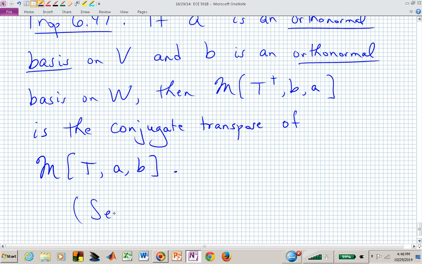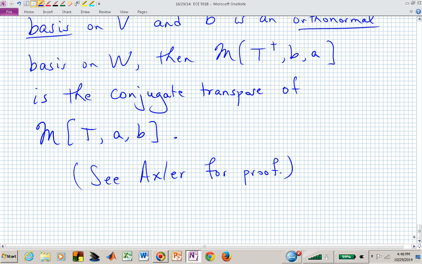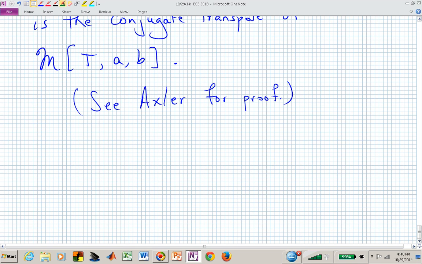Showing that gets a little bit messy in terms of notation, so I'm going to tell you to look at the textbook for that. See Axler for the proof, because I think it's better if you work through that yourself instead of me trying to put it up here and you're going, doesn't look right, or it looks confusing. Check the book for that, but let's just now remind ourselves what we mean by conjugate transpose.